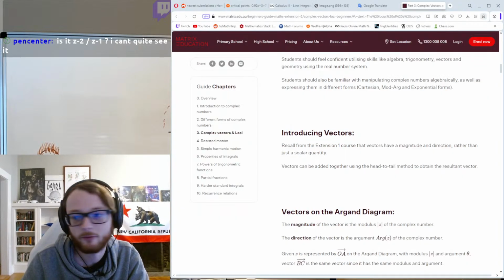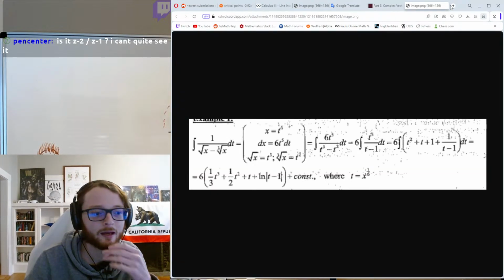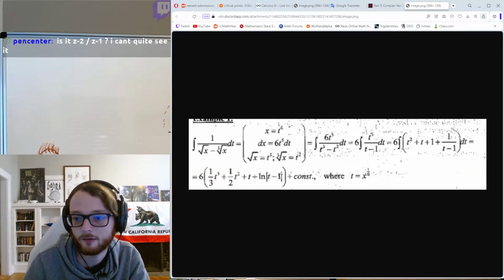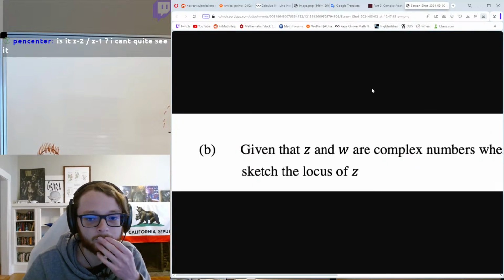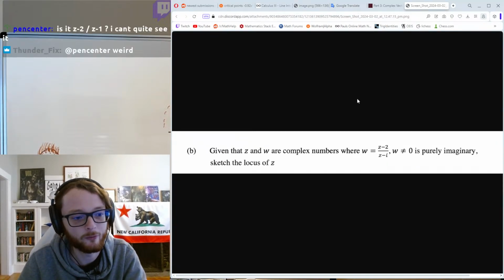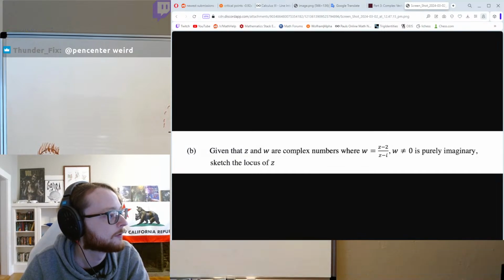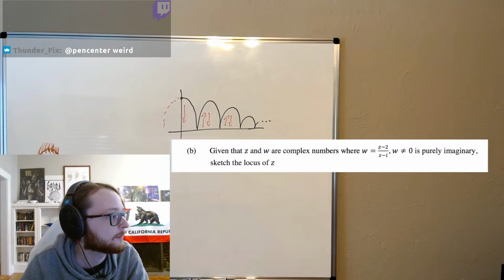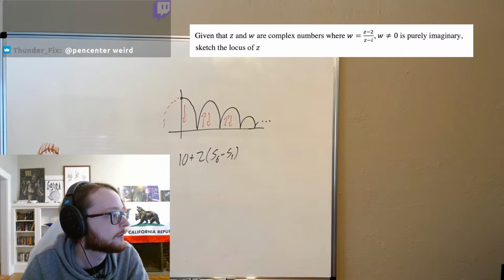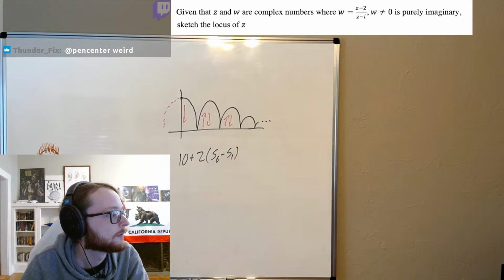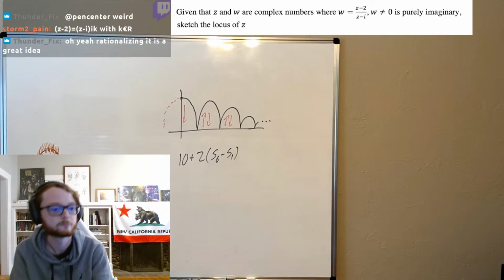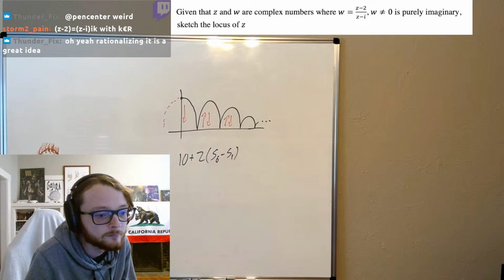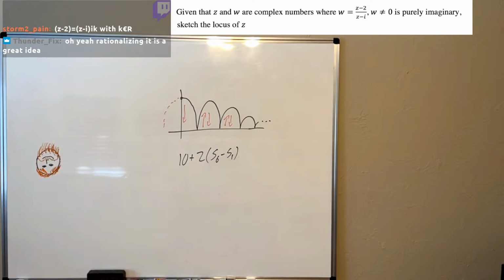We can go over to the whiteboard too. Oops, that's not the right link. I'll write it on the board too, so it's a little bit easier to see. So I guess we want to rationalize the denominator there and hope that something good happens. That's my only thought to solve this. Oh yeah, and we also know that w is i times some real number. Okay, yeah.